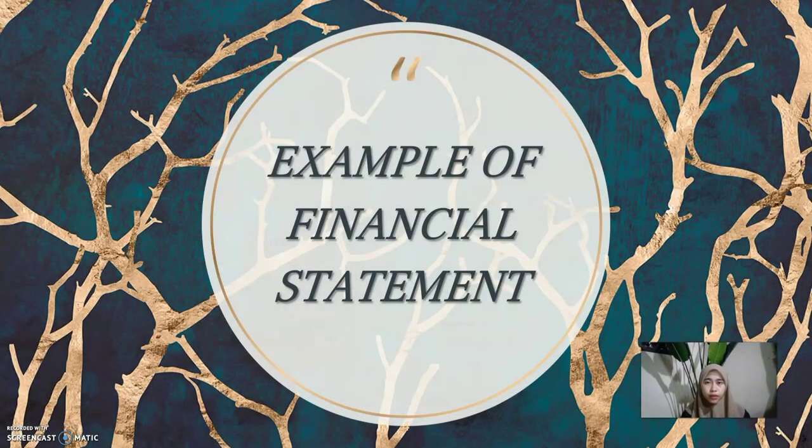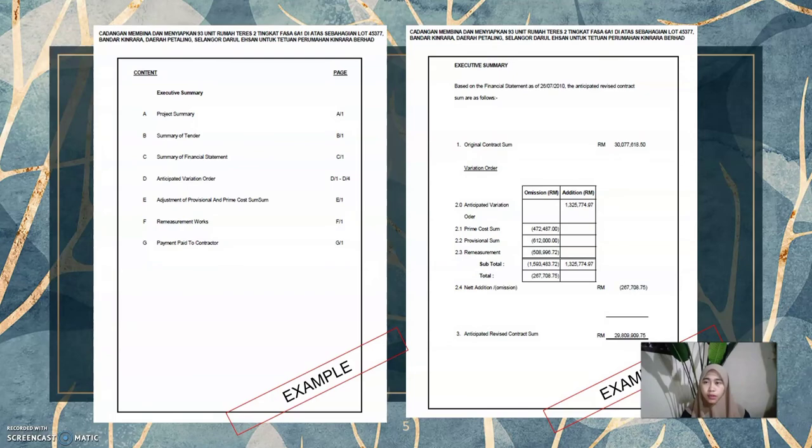Next is an example of a financial statement. This example comes from the project proposing to build and complete 93 units of double-storey terrace houses in Bandar Kinrara, Daerah Petaling, Selangor Darul Ehsan. This is the content of the financial statement: project summary, summary of tender, followed by summary of financial statement, anticipated variation order, adjustment of provisional sum and PC sum, remeasurement works and payment paid to the contractor.